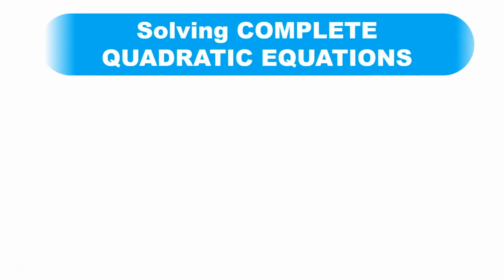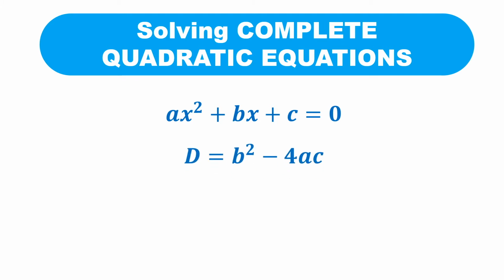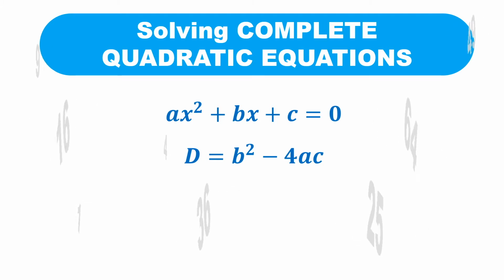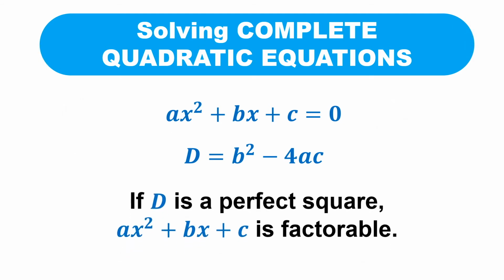In the previous video, we talked about solving complete quadratic equations of the form ax squared plus bx plus c is equal to 0 by factoring. We used the discriminant D to determine if the quadratic trinomial is factorable or not. The required value for D for the quadratic trinomial to be factorable is a perfect square value. The problem arises if D is not a perfect square, which implies that ax squared plus bx plus c is not factorable.